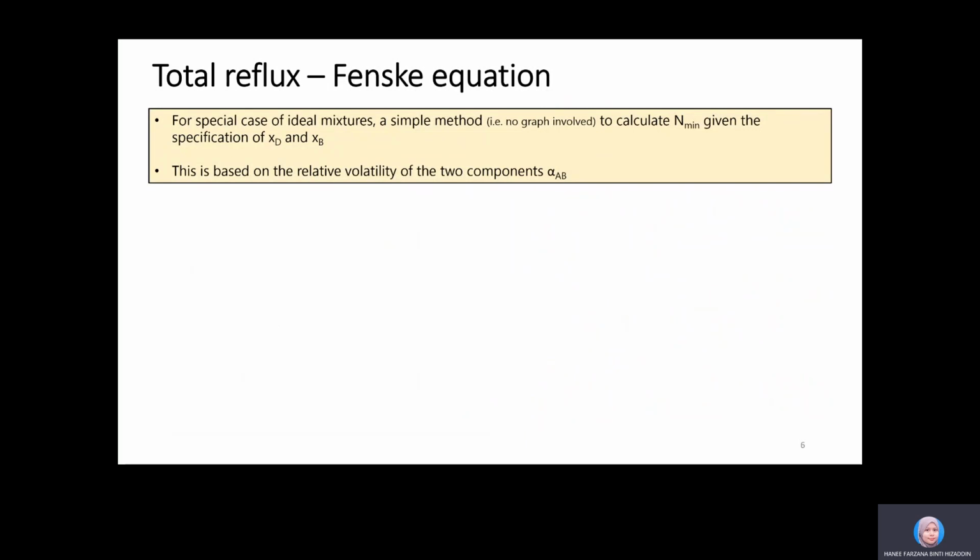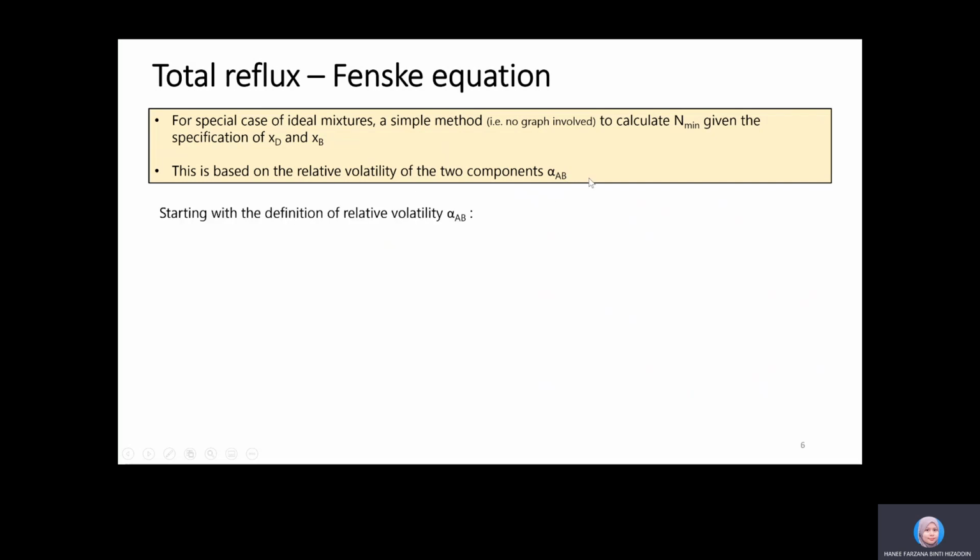Another method to calculate the total reflux case is the analytical method using the Fenske equation. In this case, you don't have to use the graphical method. Okay, so let's do a derivation of the Fenske equation. In this case, for a special case of an ideal mixture, a simple method, i.e. we don't have to use any graph to calculate the N_min given the specification of x_D and x_B. This is based on the relative volatility of the two components, alpha_AB.